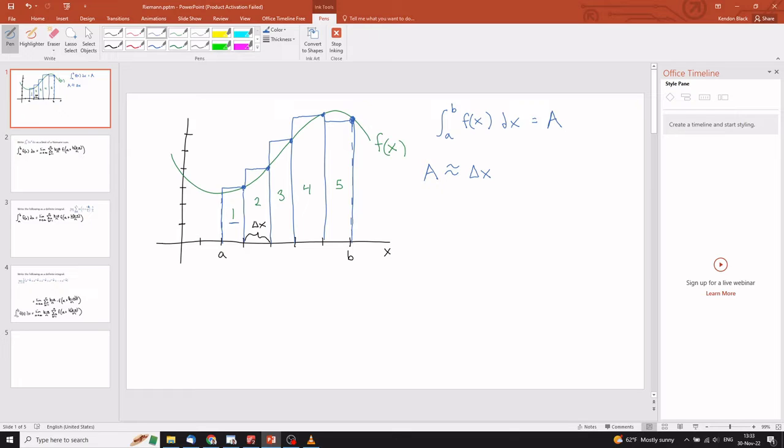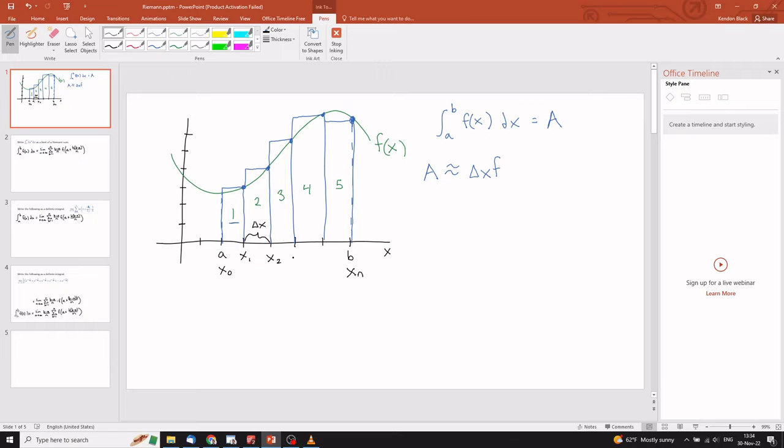Well, what's the height of this rectangle? Well, the height is equal to the function value. So it's going to be f of some x. Now, what x? So what we're going to do at a, we're going to call that x sub 0. And at b, we're going to call that x sub n. Okay, and then we're going to add 1 each time we go over 1 delta x all along the x-axis. So this would be x sub 1.